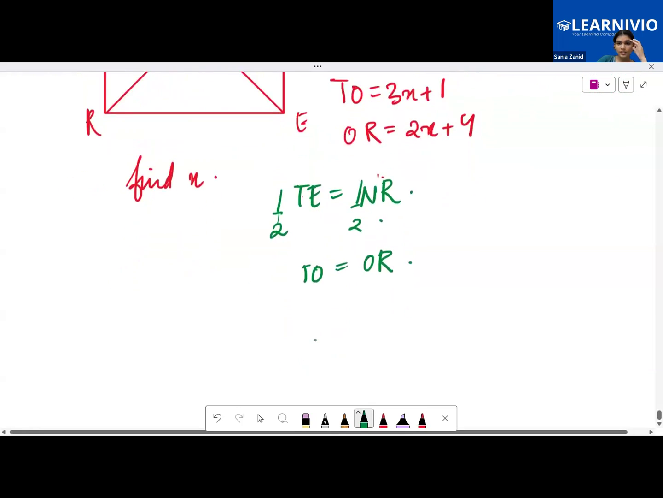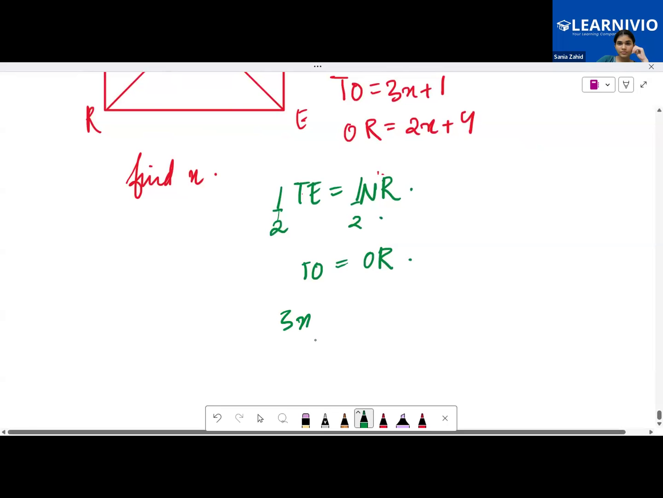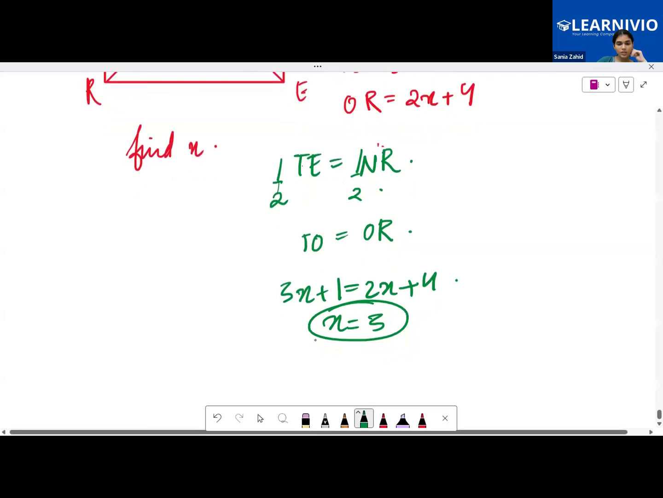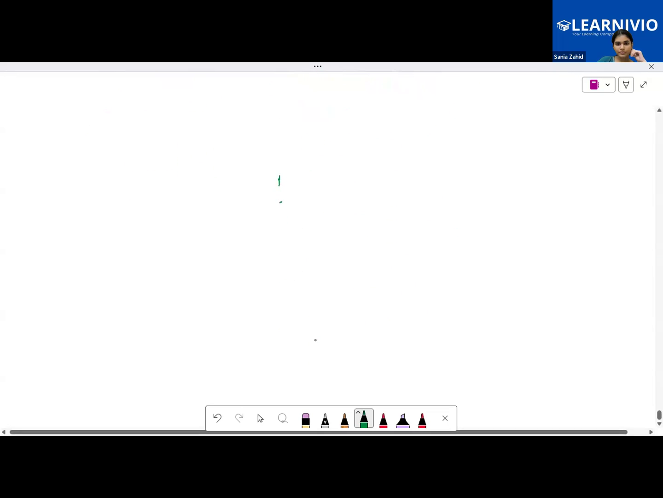Hence, 3x plus 1 will be equal to 2x plus 4. You can solve it. X will be equal to 3. Okay, now we shall come to the next question. Now I'll teach you about the square.